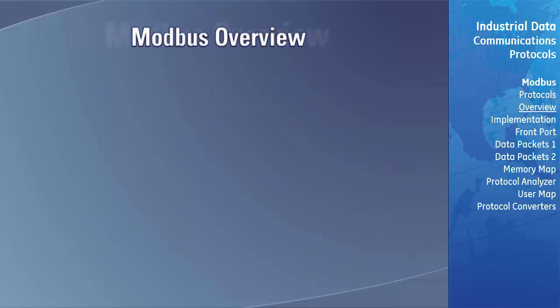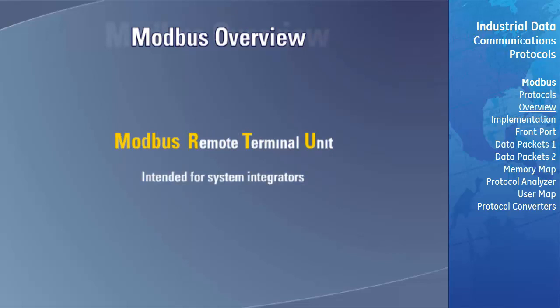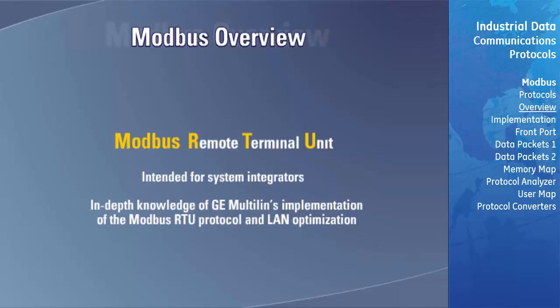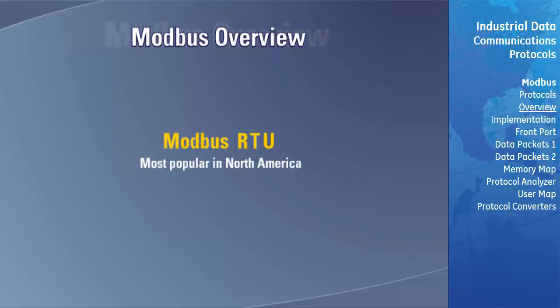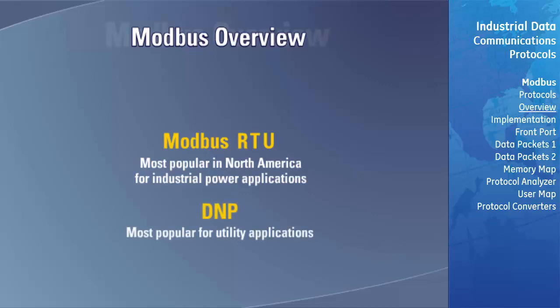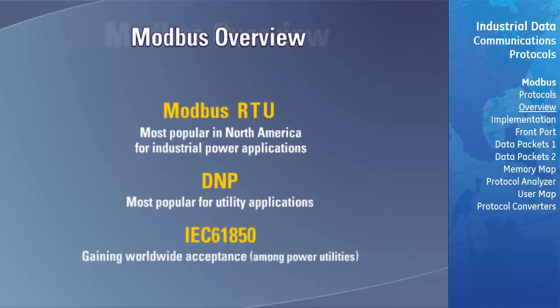In this next section, we will be dealing with details of the Modbus Remote Terminal Unit Protocol. This section is at a technical level intended for system integrators and those interested in in-depth knowledge of GE Multilin's implementation of the Modbus RTU protocol and LAN optimization. There are many existing protocols. In North America, traditionally, Modbus RTU has been the most popular protocol used in industrial power applications, while DNP has generally been the most popular for utility applications. Having said this, the new IEC 61850 protocol is rapidly gaining worldwide acceptance, at least among power utilities.